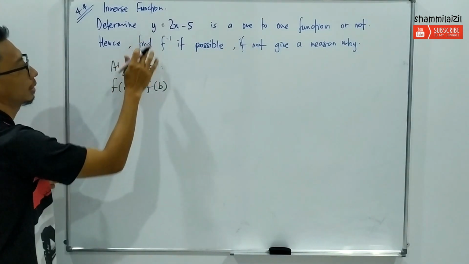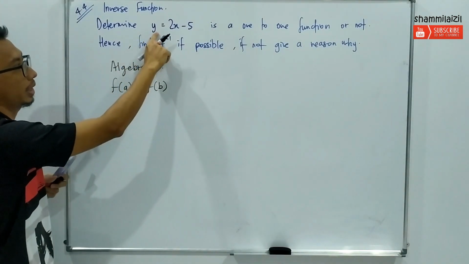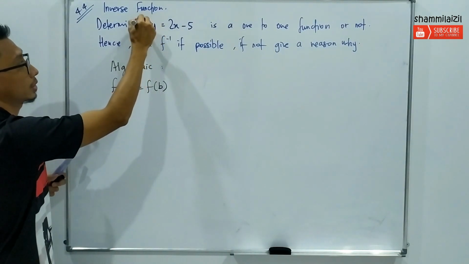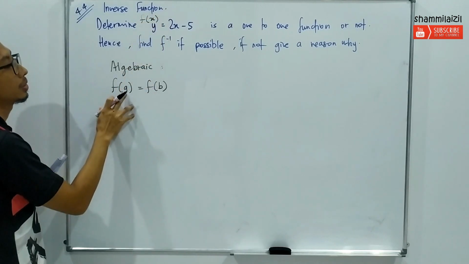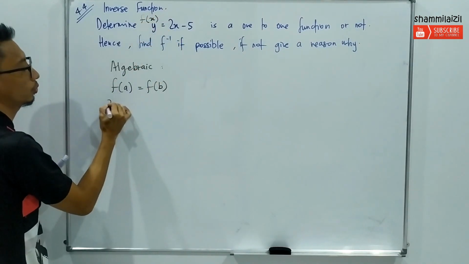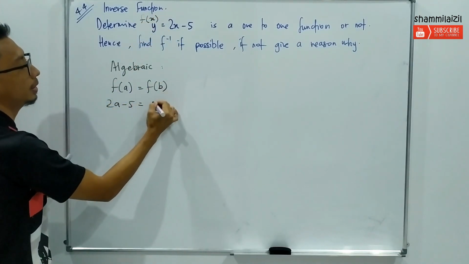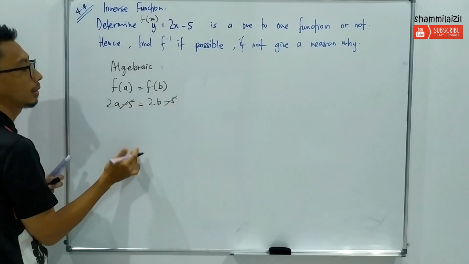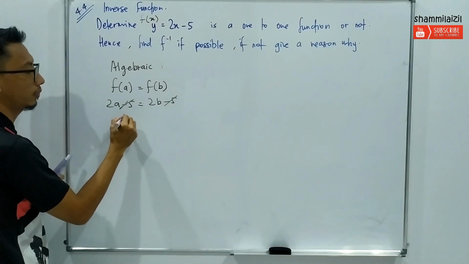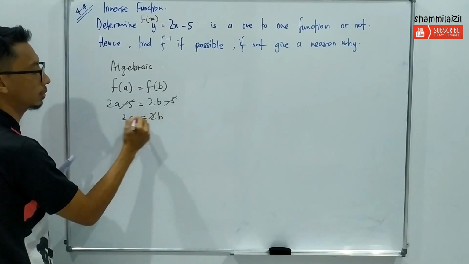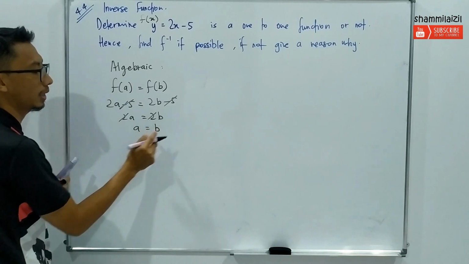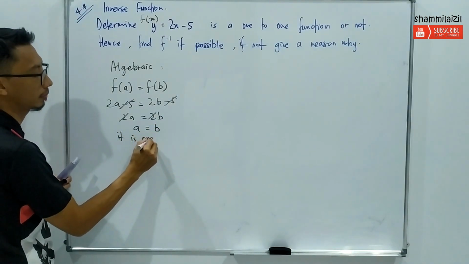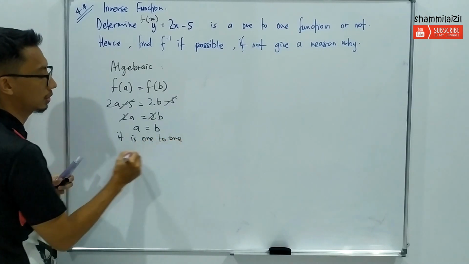So f(a), what does it mean? This is actually your f(x). You can change your y to f(x). So f(a) means 2a minus 5. f(b) is 2b minus 5. So these two can be cancelled off. Minus 5 cancels off, leaving you with 2a equals 2b. 2 cancels off, so obviously you get a equals to b, so it is a one-to-one function.